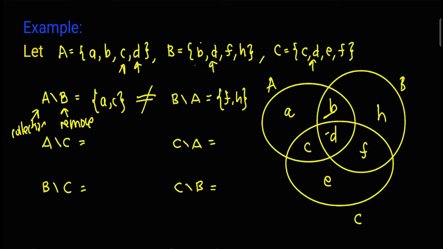Similarly, if we want to get A except C, so from A, we remove anything common with C, so we're left with A and B. On the other hand, if we remove C and D from the set C, since they belong to A, so we're left with EF.